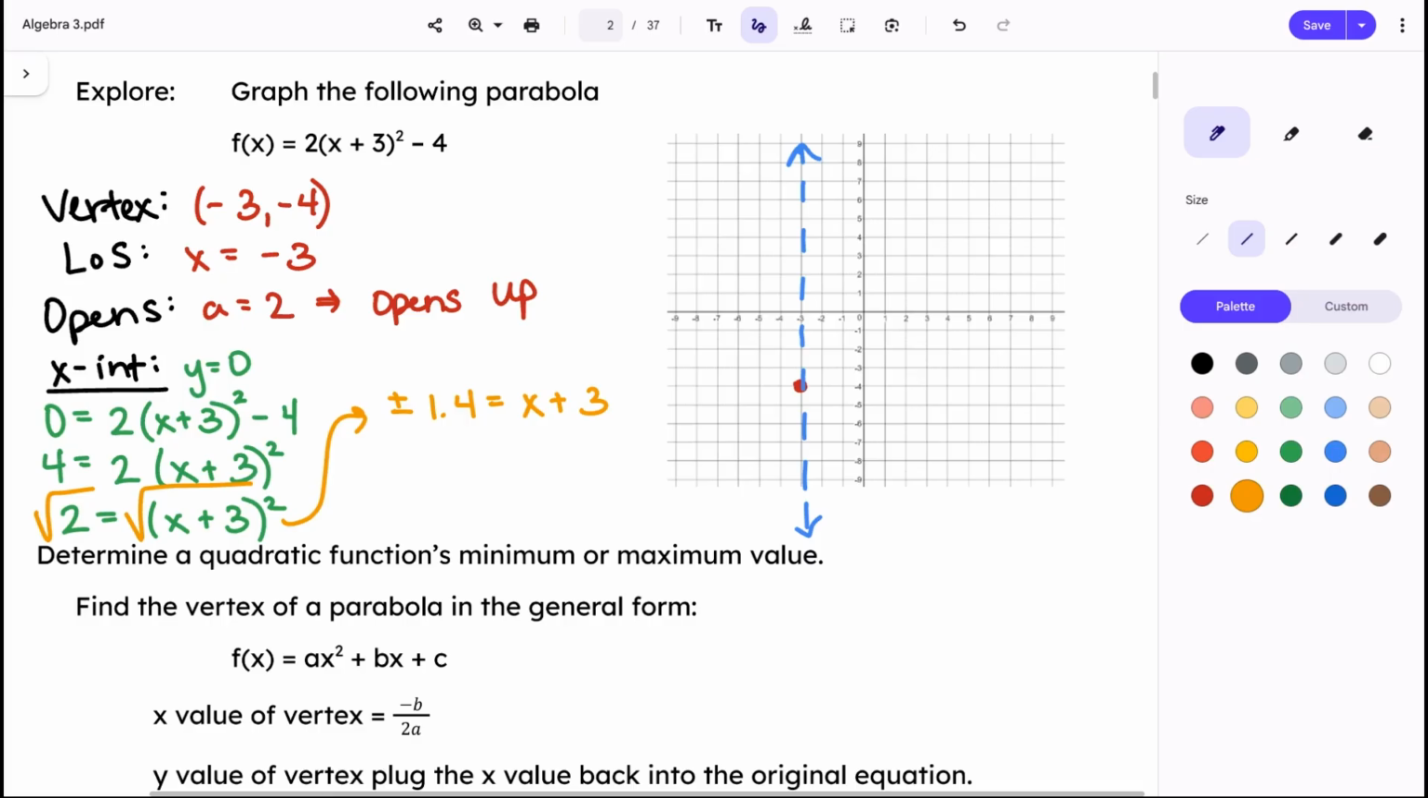What would you guys do next? Minus the 3. So you're going to do positive 1.4 minus 3 and negative 1.4 minus 3. What do you get? Negative 1.6 and negative 4.4, and then you were giving those to me as coordinates, right? Good. And now we're going to graph those points. Again, because they are decimals, we are roughly guessing where we think these are going to be. So do your best. They don't have to be perfect.